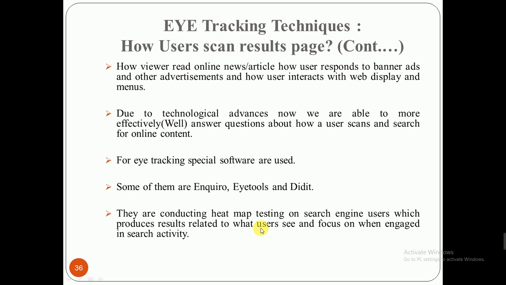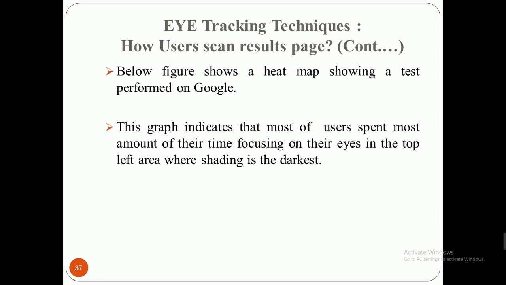That means what the user sees. Whenever the search engine result page is displayed on your search engine, at that time, what the user sees first on a result page, this software is related to that, and it will produce the result. Based on that, the user sees and focuses, engaging in search activities.